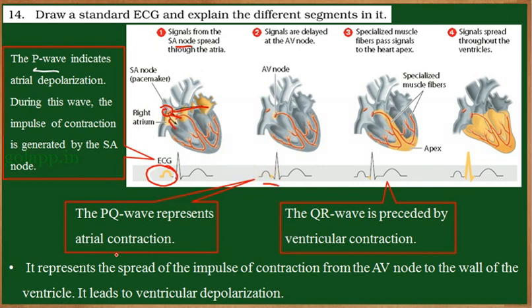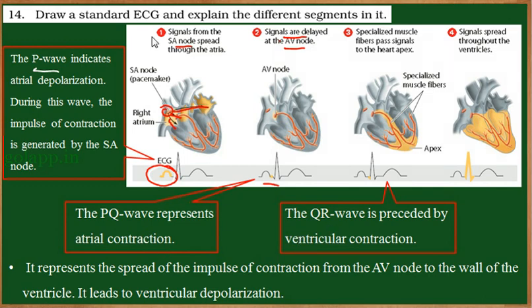So the PQ wave represents the atrial contraction, and similarly it also represents that the signals are delayed at the AV node. Here the SA node produces a signal, and it is transported to the atria. At the same time, some of the signal will be received by the AV node and it will hold there. It does not pass this signal to the ventricles until the atria complete their contraction. So the PQ wave also represents that the signals are delayed at the AV node, and it also represents the contraction phase of the atria.